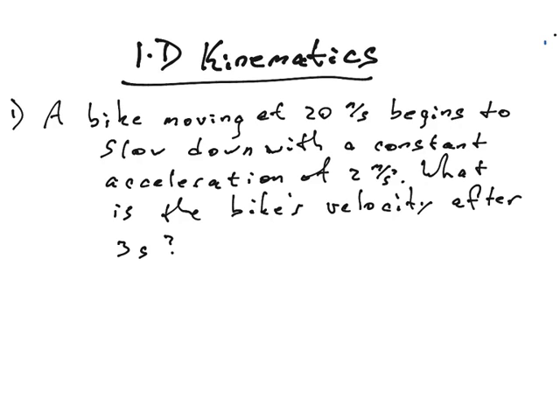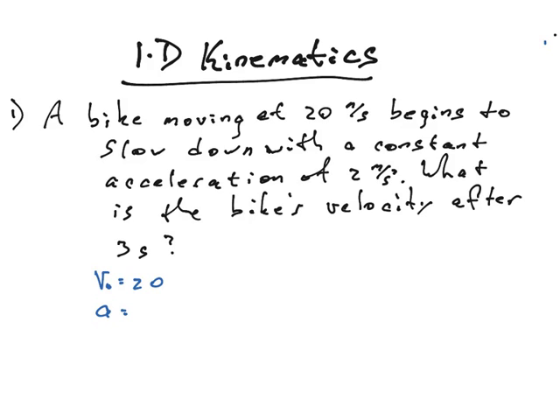Well, if we remember, one of the first things you want to do, after you've read through the problem and you have an idea of what's going on, is write down what's given in the problem and what you're looking for. So I'm told a bike is moving at 20 meters per second. That means the initial velocity is 20 to the right, let's say. It slows down with a constant acceleration of 2.